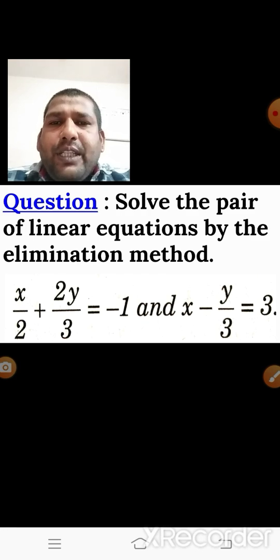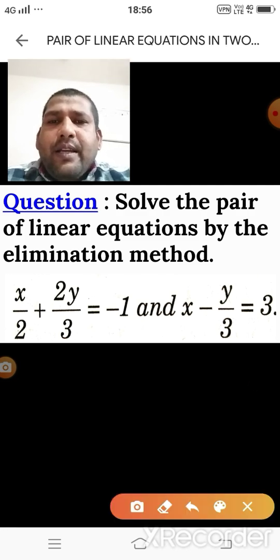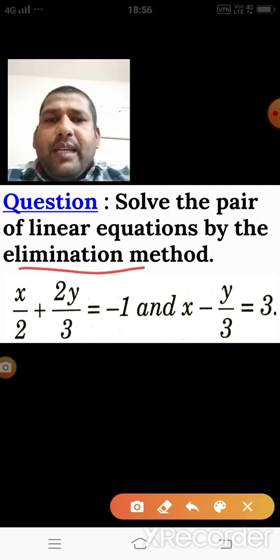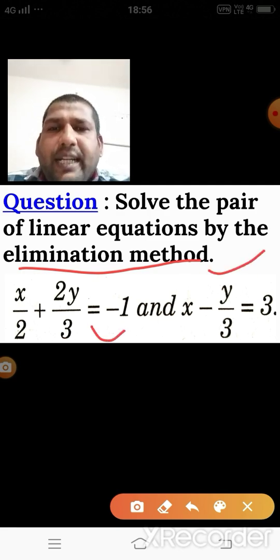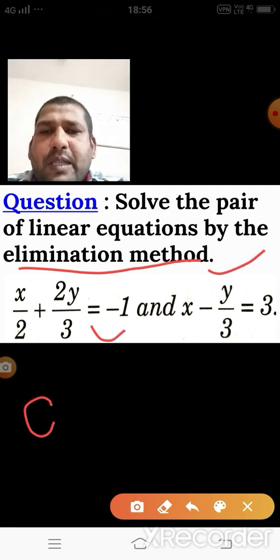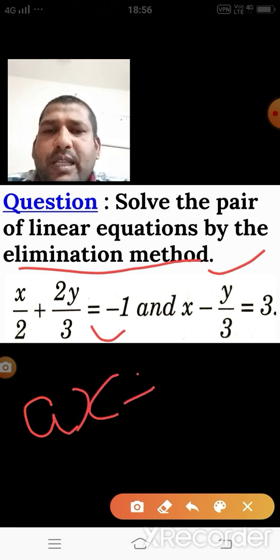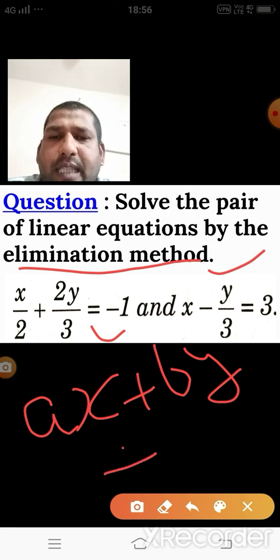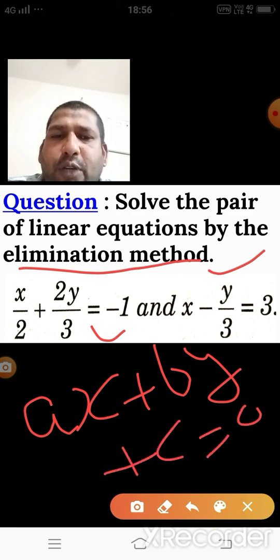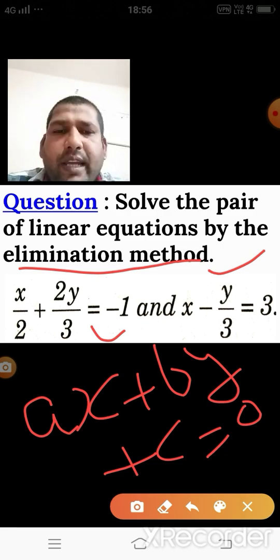Here we have these two equations and we have to solve these two linear equations by elimination method. What we are observing here is that we are not getting the equations in the form ax plus by plus c equal to 0, the linear equation form, so we have to reduce these two equations first to get the linear equations in two variables.